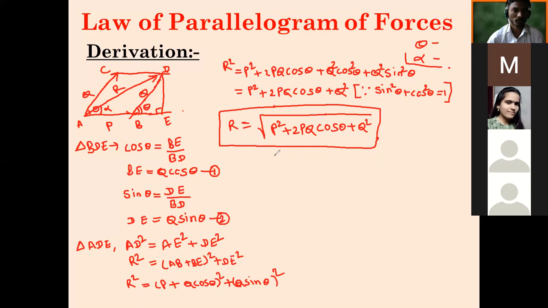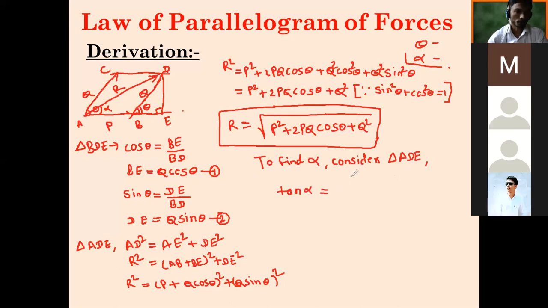Again, triangle ADE. Once again, to find alpha, consider which right angle triangle we will consider here. Consider ADE. So tan alpha, tell me what will be the tan alpha? Tan alpha is equal to AD upon AE.